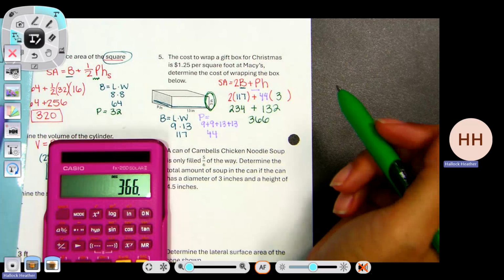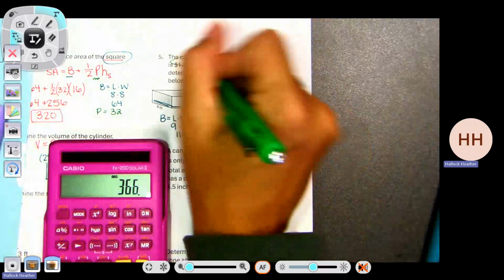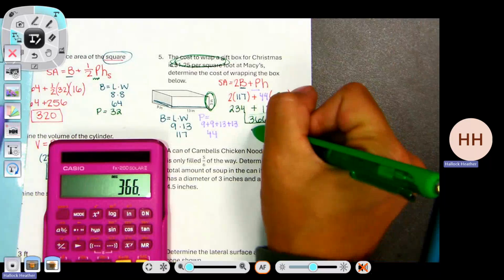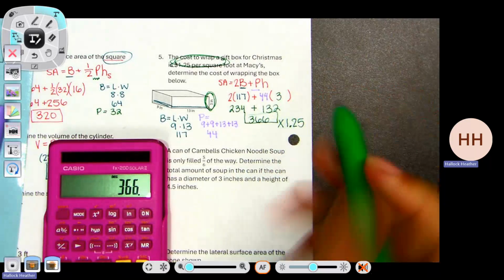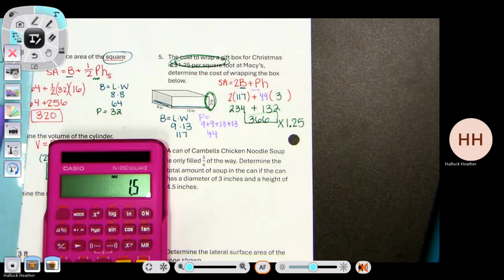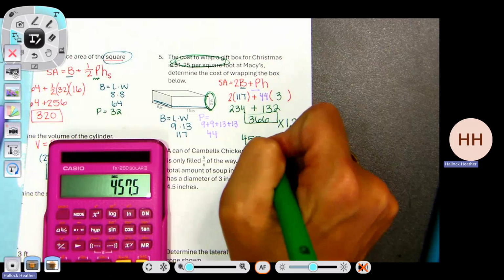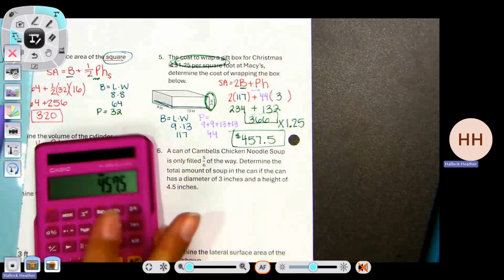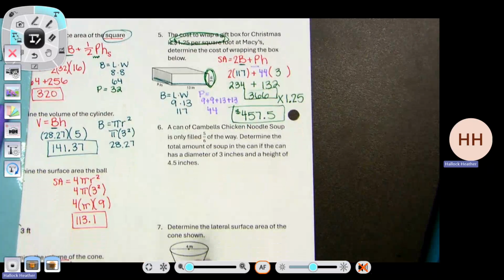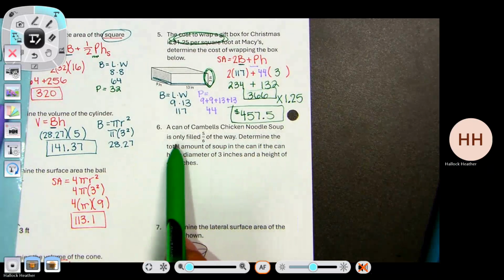The last step I need to do, this is technically half credit right here. I need to multiply by the cost to represent how much total I'm going to pay. So I'm going to multiply this by $1.25. So $457.50.